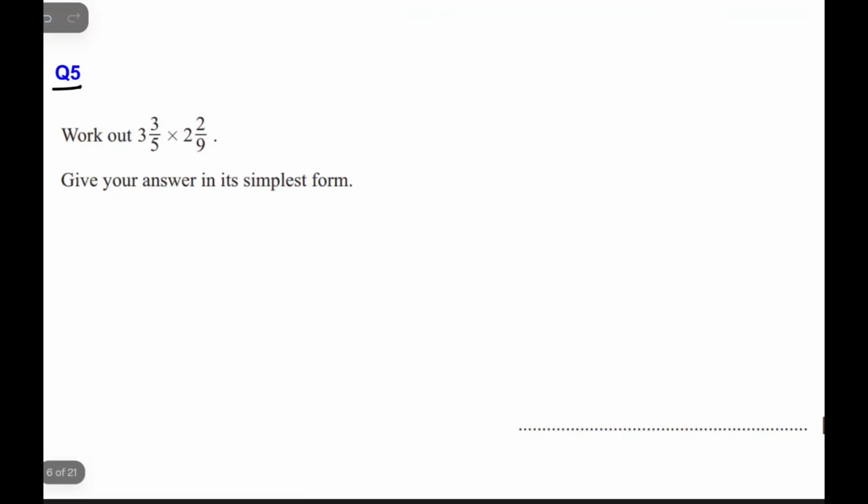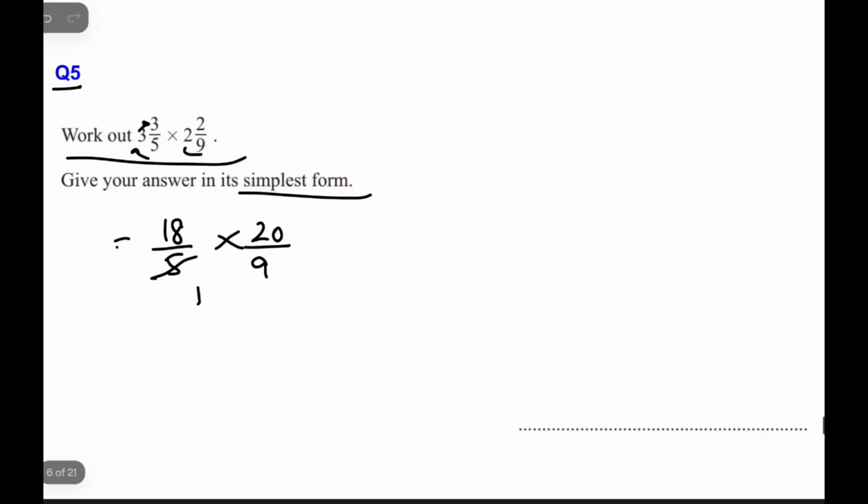Now question number 5, work out 3 by 5 times 2 by 9 and give your answer in simplest form. So this is 5 times 3 is 15. If we add 3, we get 18. So 18 upon 5 times 2 times 9 is 18 plus 2 is 20. So 20 upon 9. So if we simplify, 5 times 1, 5 times 4, 9 times 1 and 9 times 2. So we get 2 times 4. So 8 will be our answer.